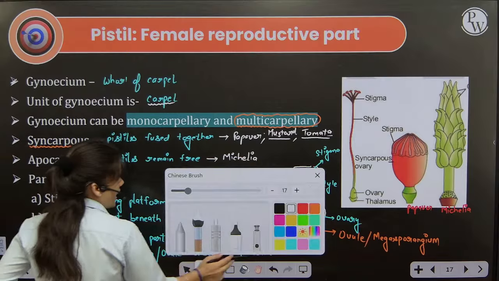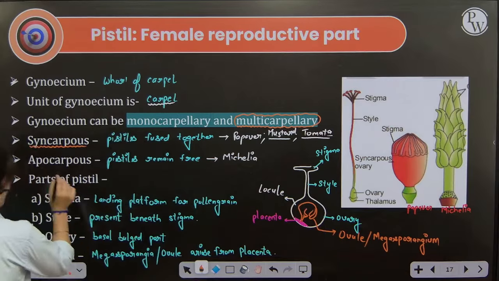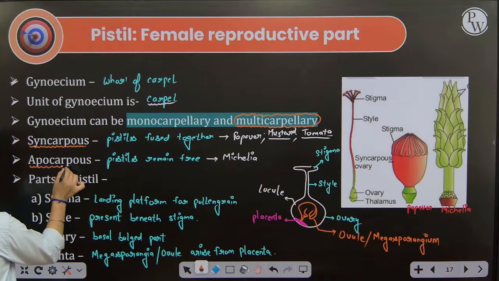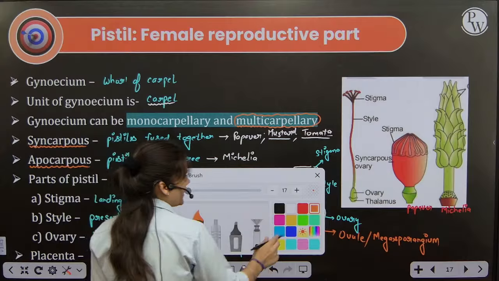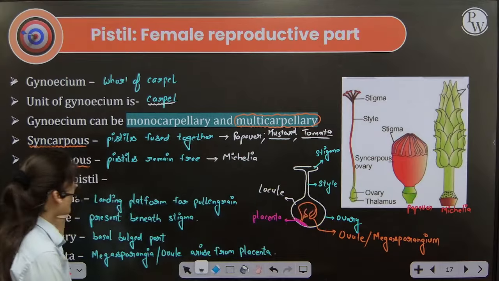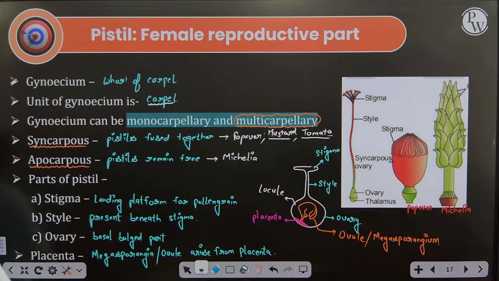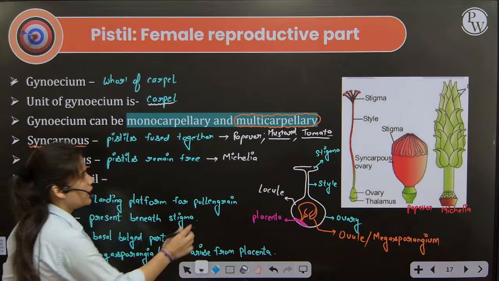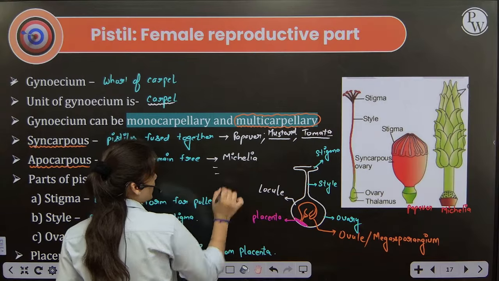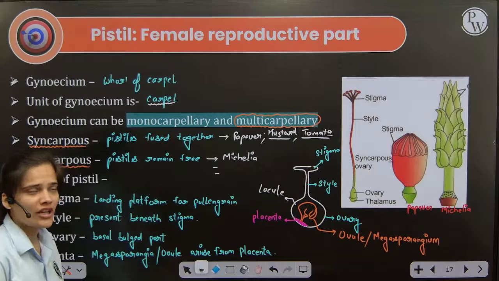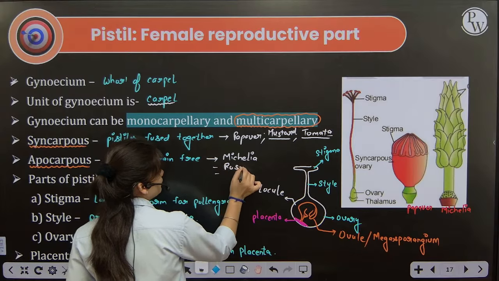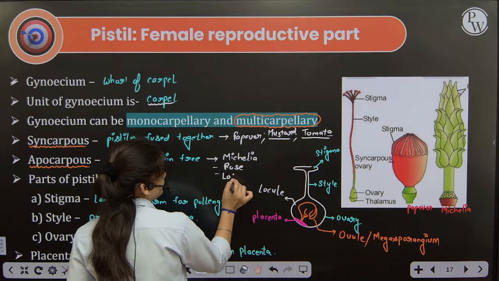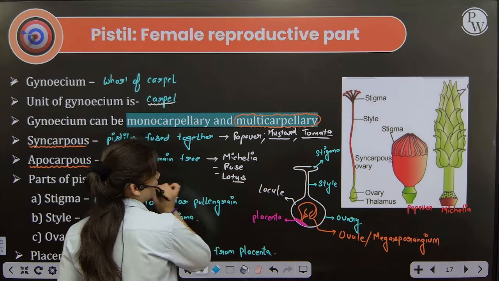Next is apocarpous. What is apocarpous? When these pistils remain free, then that is known as apocarpous condition. Example is Michelia. Again, two more examples are given in morphology of flowering plants. These are rose and lotus. Mark these as very important.